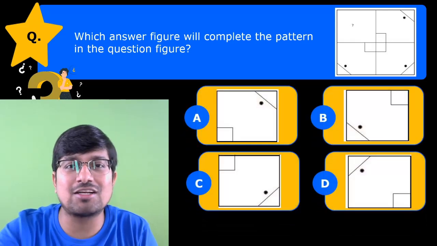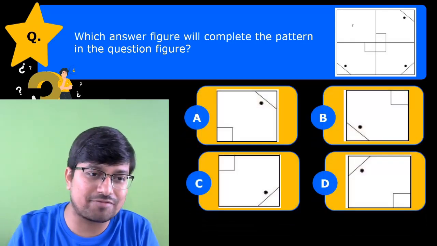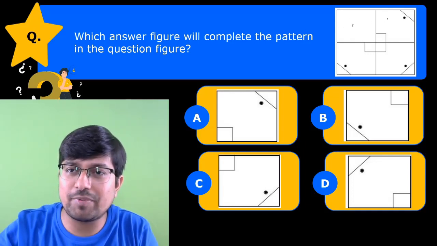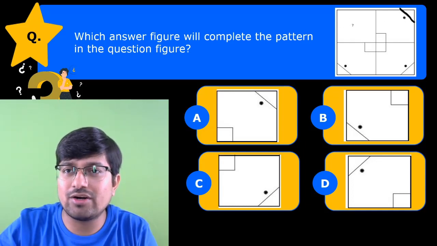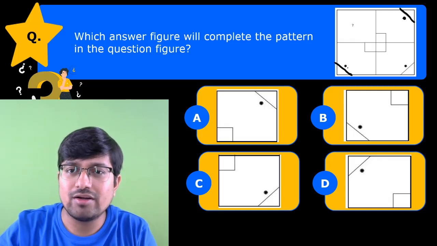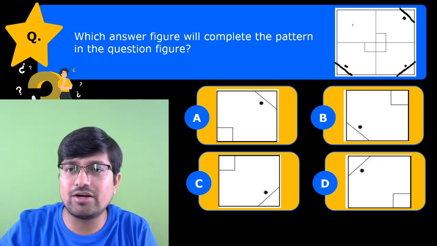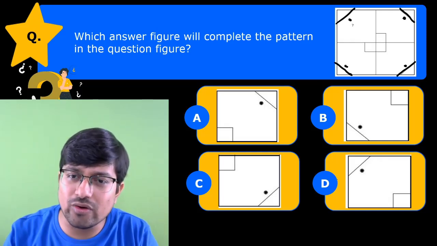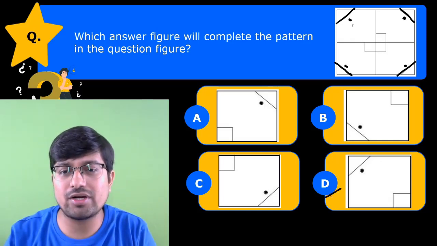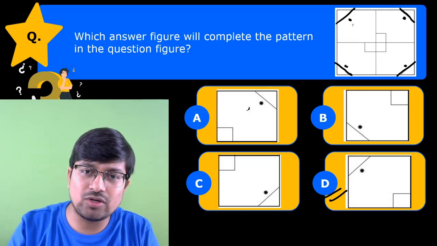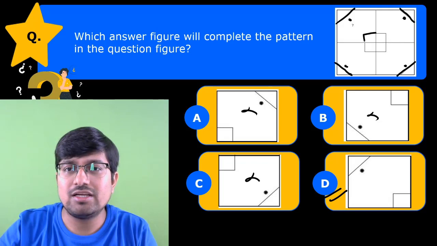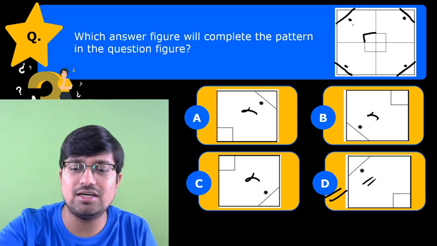Now, which answer figure will complete the pattern in the answer figure? ABCD में से कौन सा ऑप्शन इसको कंप्लीट करेगा? आप देख पा रहे हो, there is a line over here, dot over here, line over here, dot over here, line over here, dot over here. So line over here and dot over here, and only option D has the same. So A, B and C eliminate हो जाएंगे, केवल और केवल D आंसर हो जाएगा. That is the right answer.